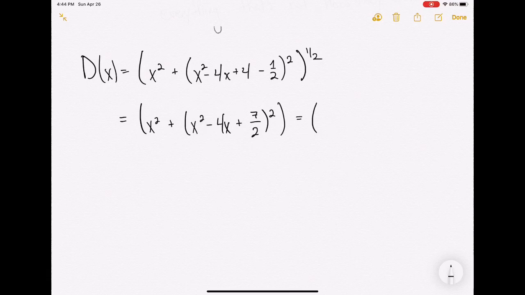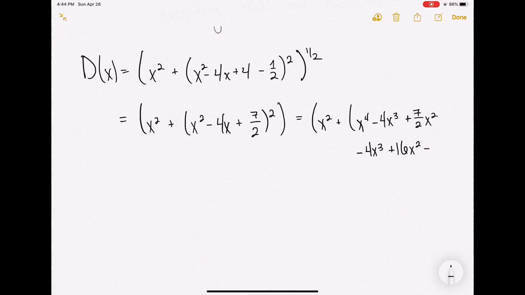Give me x squared plus, now I'm going to square that whole term. It's going to give me x to the 4th minus 4x cubed plus 7/2 x squared. And then it's going to give me, so much work, minus 4x cubed plus 16x squared. I'm foiling this out in my head.